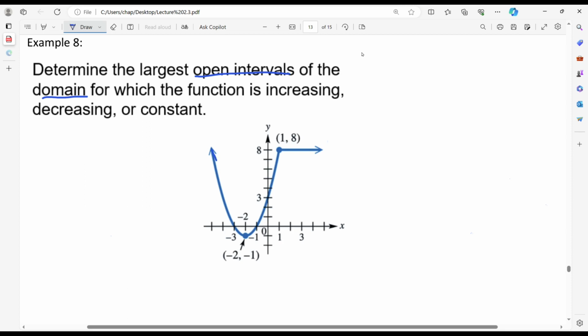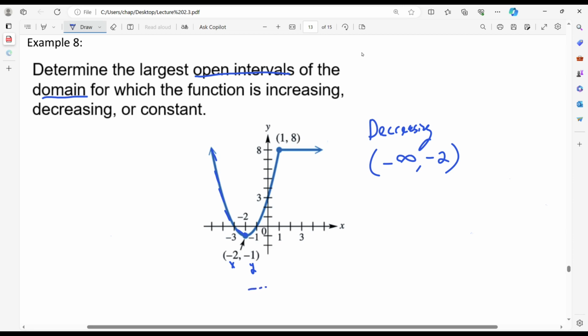Notice as we head to the right, the graph falls to the point (-2, -1). And since we're considering the domain, we're looking at the x. So the decreasing interval is from negative infinity to -2. Again, this is an open interval, so we do not include the -2.